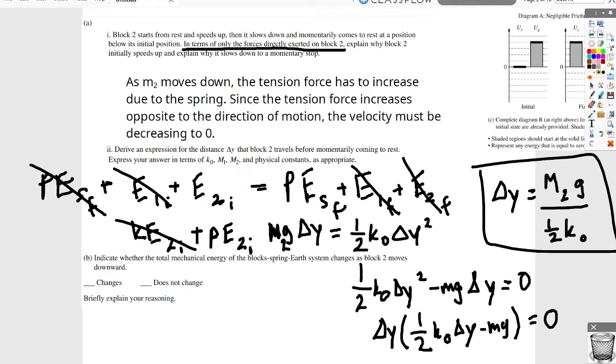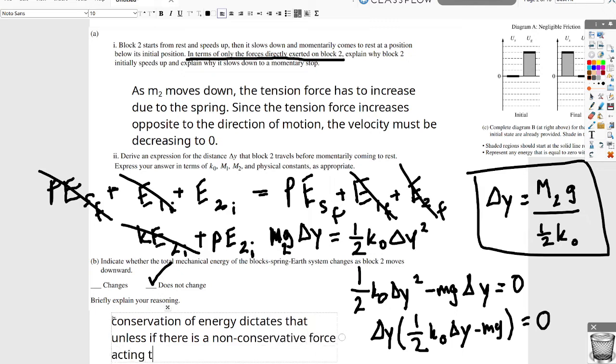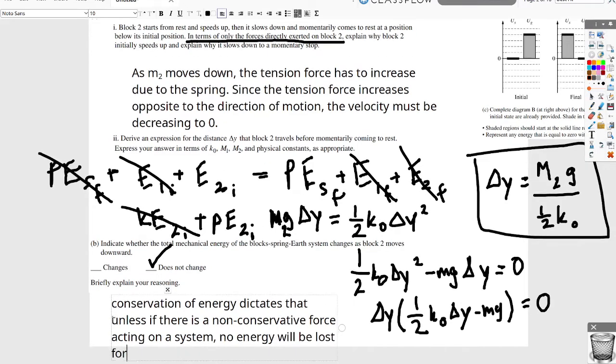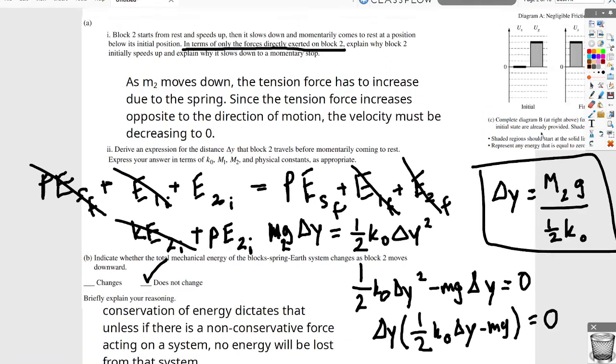Does the total mechanical energy of the block spring earth system change as block 2 moves downward? It does not, because of a simple thing called conservation of energy. I don't think that's actually sufficient to get the point, but conservation of energy dictates that unless there is a non-conservative force acting on a system, no energy will be lost from that system. And that is the explanation. It's pretty simple. Okay, that's the first part.